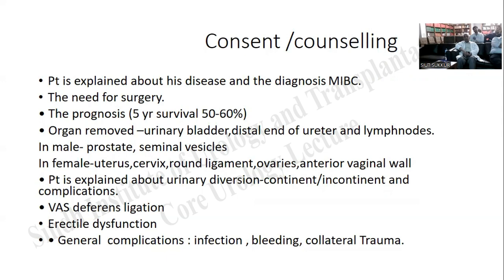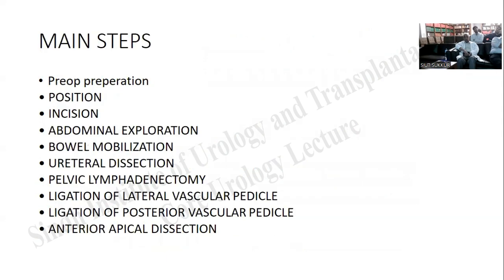General complications include infection, bleeding, collateral trauma like trauma to rectum, and gut diversion. Main steps include preoperative preparation, positioning of patient, incision, abdominal exploration, bowel mobilization, ureteral dissection, pelvic lymphadenectomy, ligation of lateral vesicular pedicle, ligation of posterior vesicular pedicle, and anterior apical dissection.